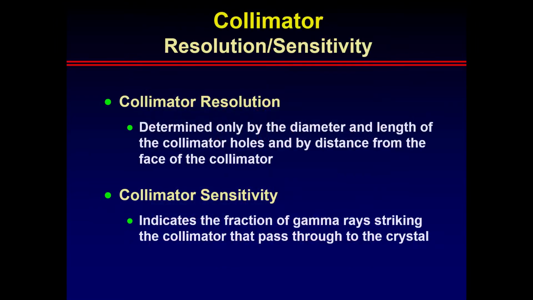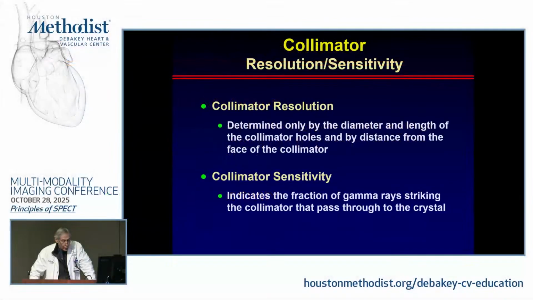All right. Let's talk a little bit about how collimators work. So we have collimator resolution, which is really determined by the diameter and length of the collimator holes and the distance from the face of the collimator. And we have the collimator sensitivity, which is really an indicator of how many photons can be accepted or go through the collimator to hit the sodium iodide crystal.